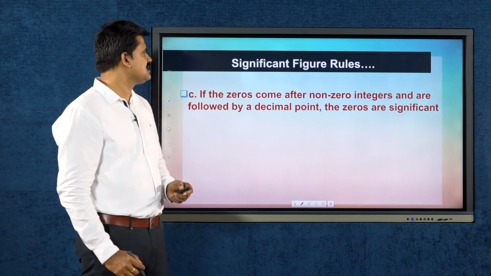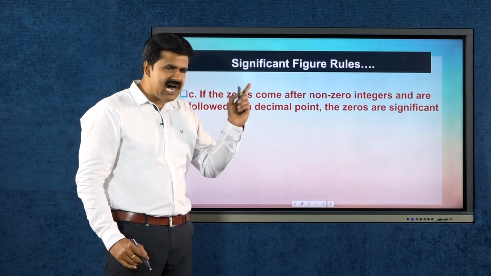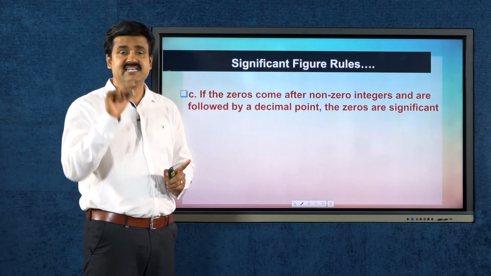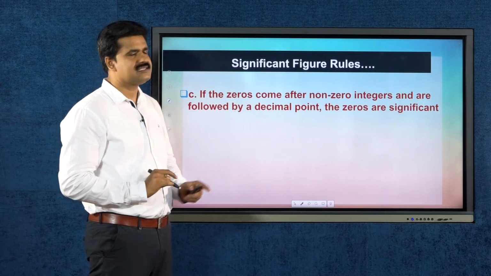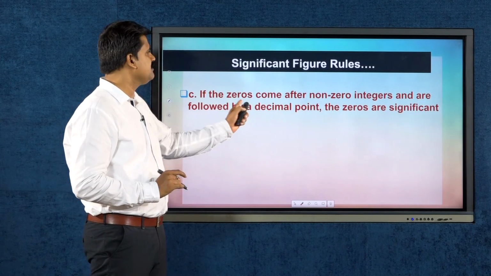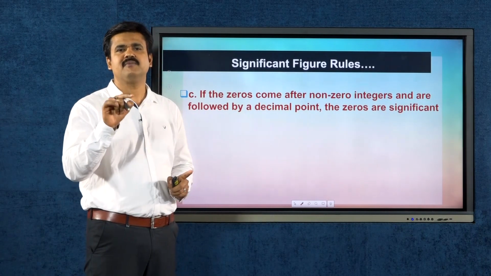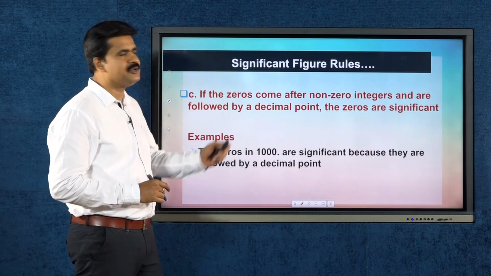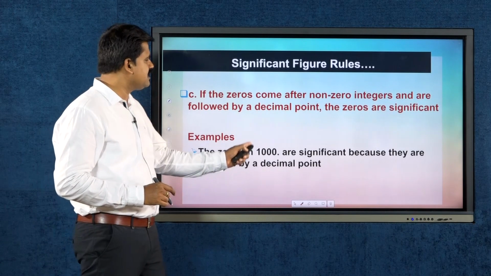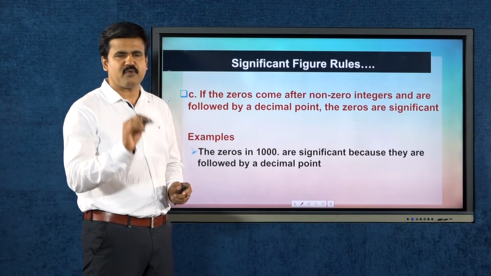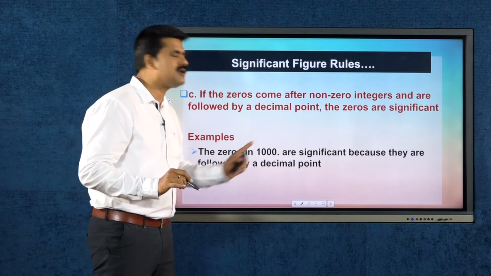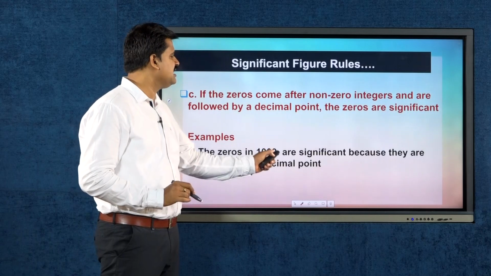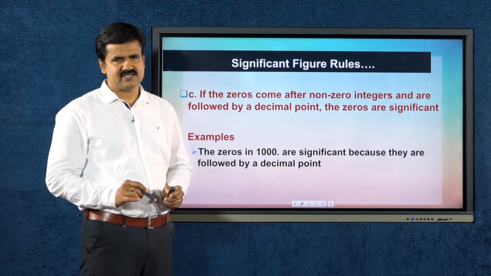Now, look at the third sub-rule. If the zeros come after non-zero integers and are followed by a decimal point, the zeros are significant. This example will tell you. The zeros in 1000 with a decimal point, 1000., are all significant because the number ends with a decimal point.